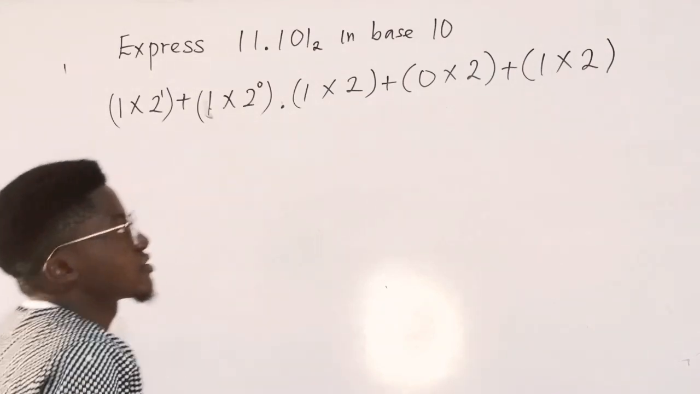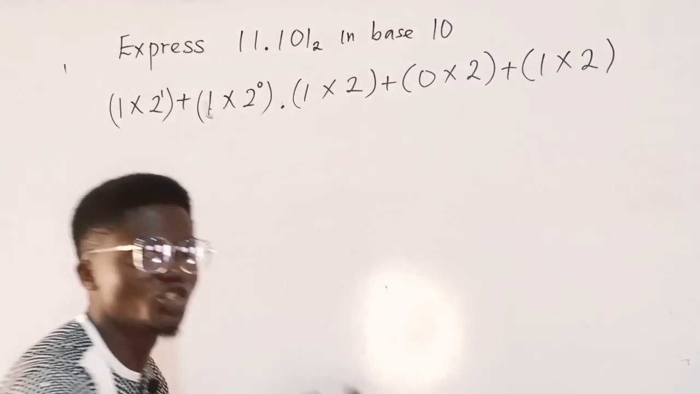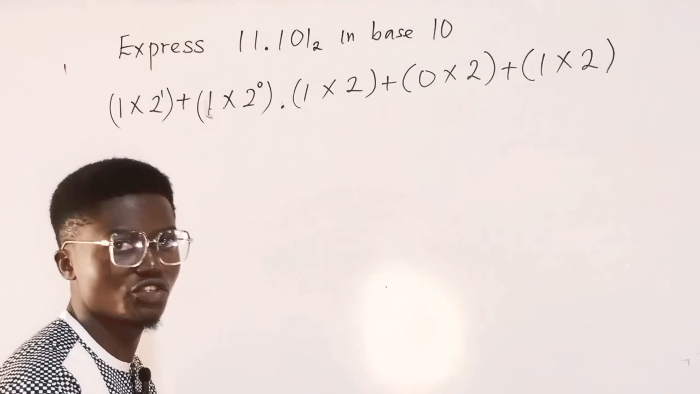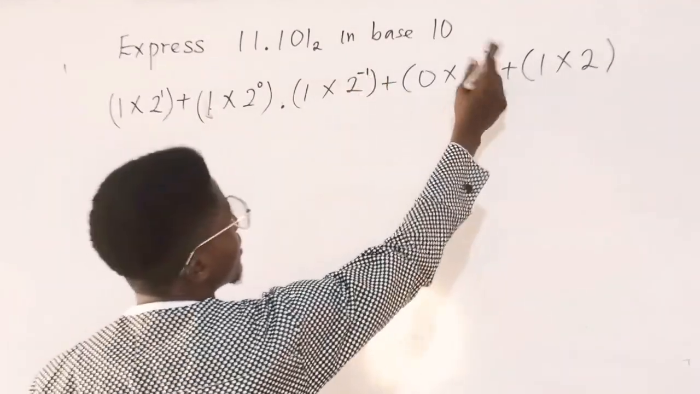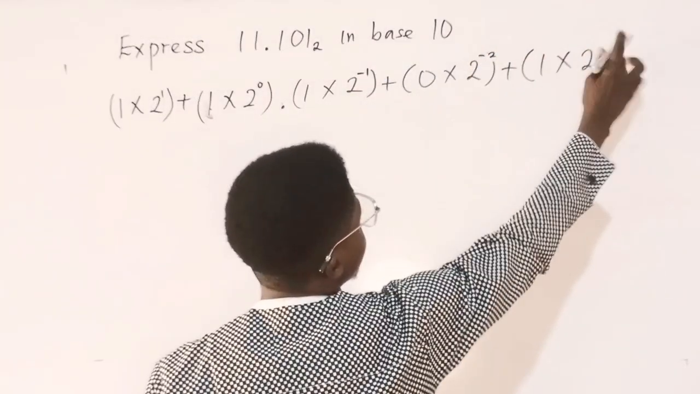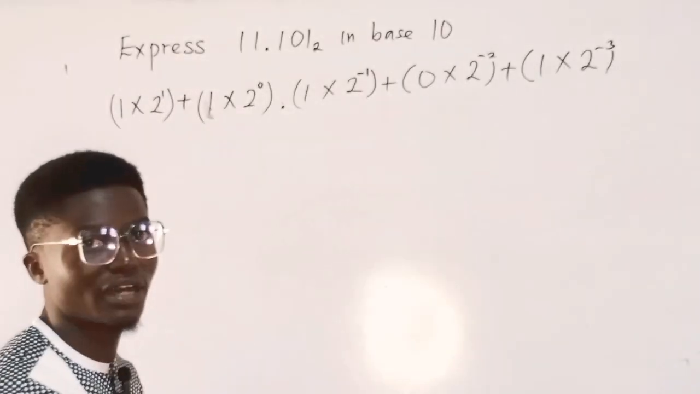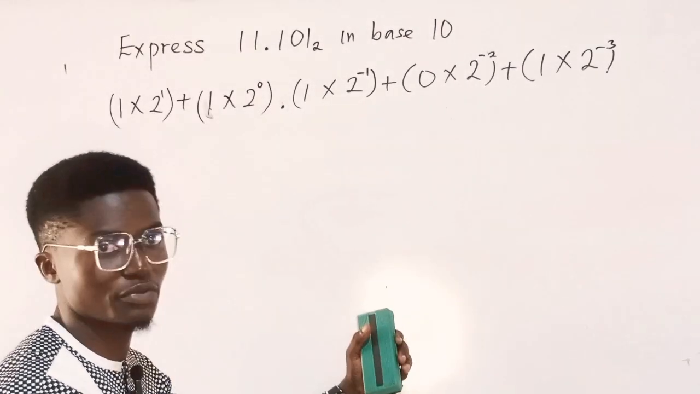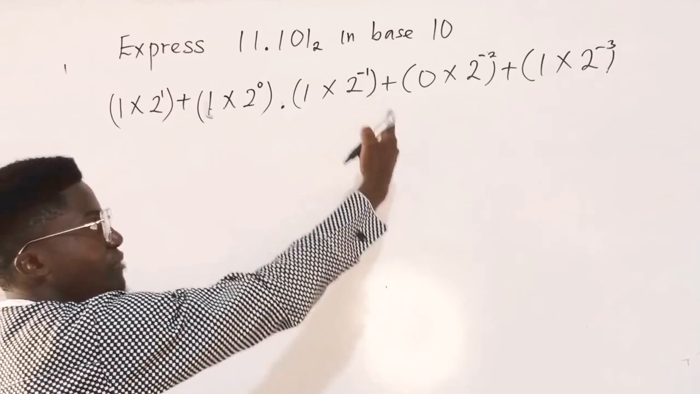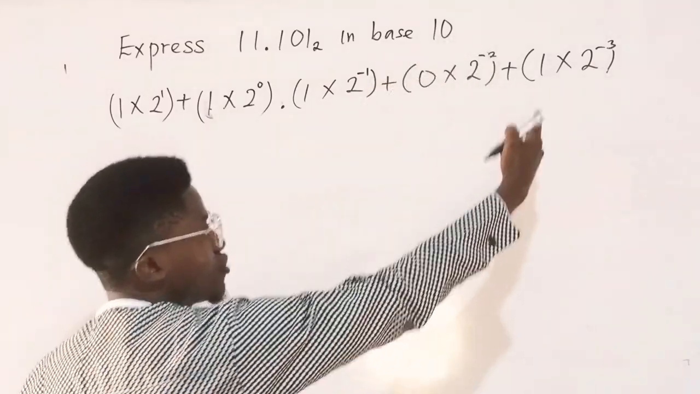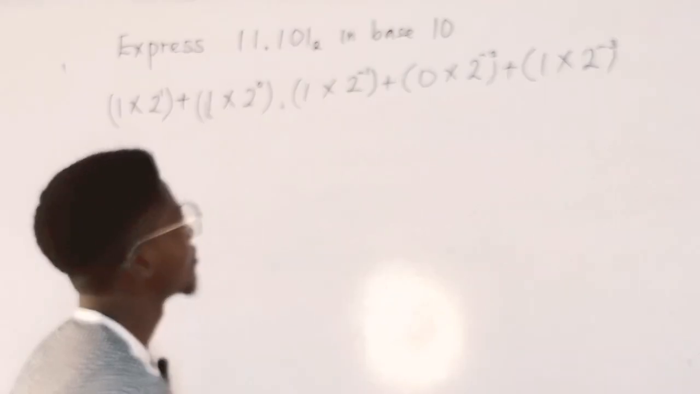The moment you discover that we have a decimal, immediately after the decimal you introduce your negative power. That is negative 1, negative 2, then negative 3. This is how to express any binary number in decimal form. Immediately after the decimal, you introduce negative power 1, negative power 2, negative power 3. If it continues like that, you keep on putting them one after the other.